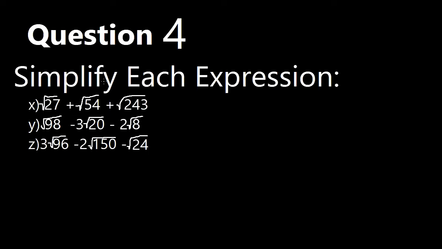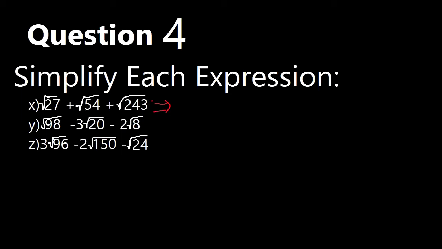So, simplifying each expression again. However, this time, as we can see, they've given us quite ugly numbers. So we are going to need to simplify most of these first, unless we can see it's a prime number. Remember, in order to simplify, we want to take out a nice square number so that we can get it in the right form. So we're going to do x first.